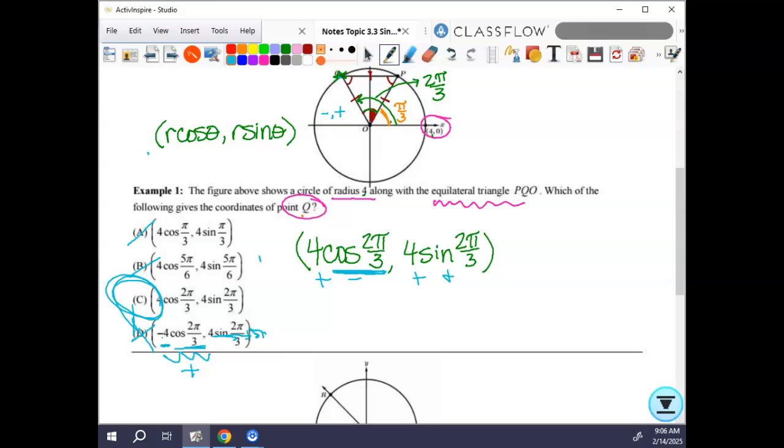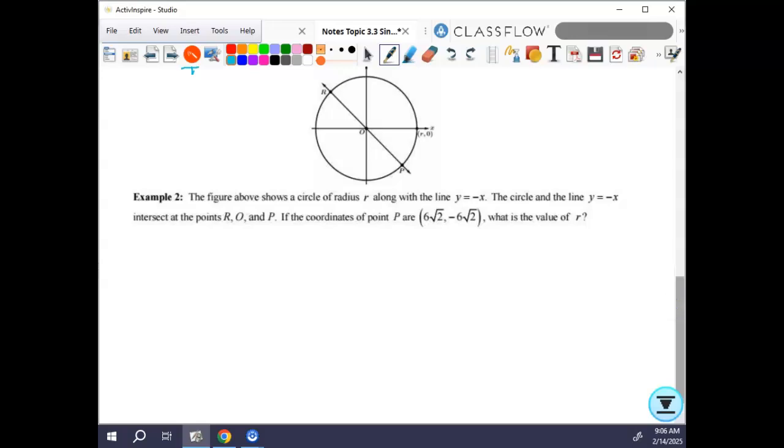All right. Here we go. Any other questions on that one? I'm sorry. Skip over it. The figure above shows a circle of radius r. So radius r, and that's what it says right here. So not necessarily a unit circle. Could be, but I don't know. Along with the line y equals negative x, the circle and the line y equals negative x intersect at these 3 points. Coordinates of P are 6 square roots of 2 and negative 6 square root of 2. What is the value of r? Okay.